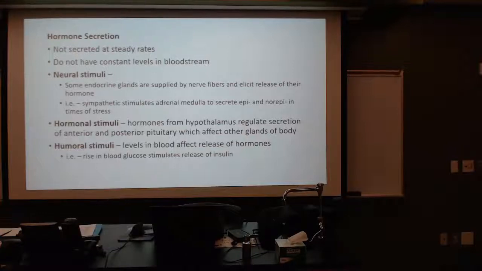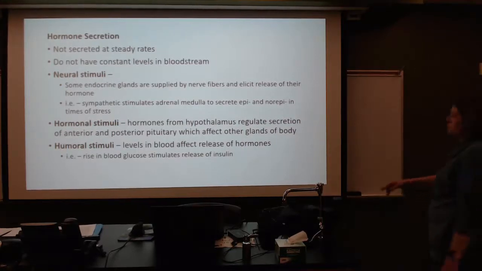That is a neural stimulus, a nerve stimulus. We can have a hormonal stimulus, a stimulus from a hormone. Go figure, right?